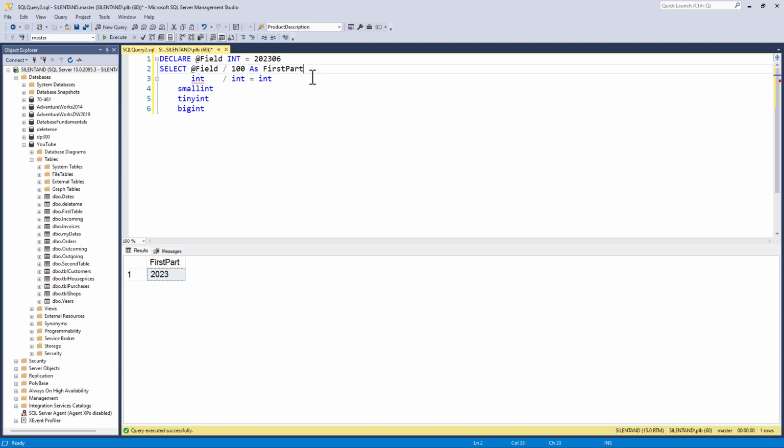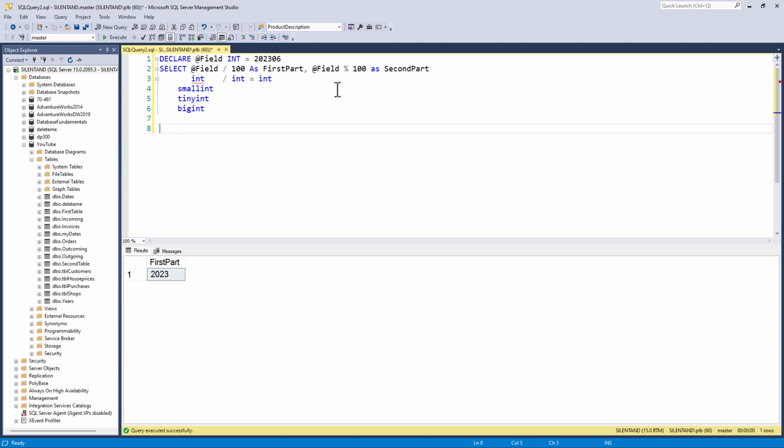So how do I get the last 2 places? What I can do is say, well, what's the remainder? So this is what happens when you divide by 100 and get a number with no fractional part. If, however, I want the remainder, then I can use the percentage sign. So this gives me the second part.